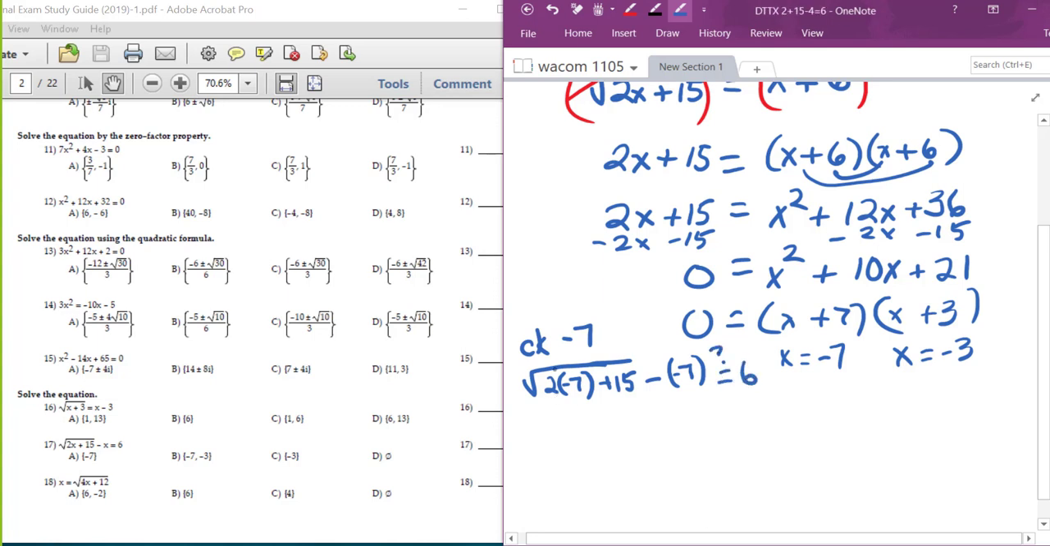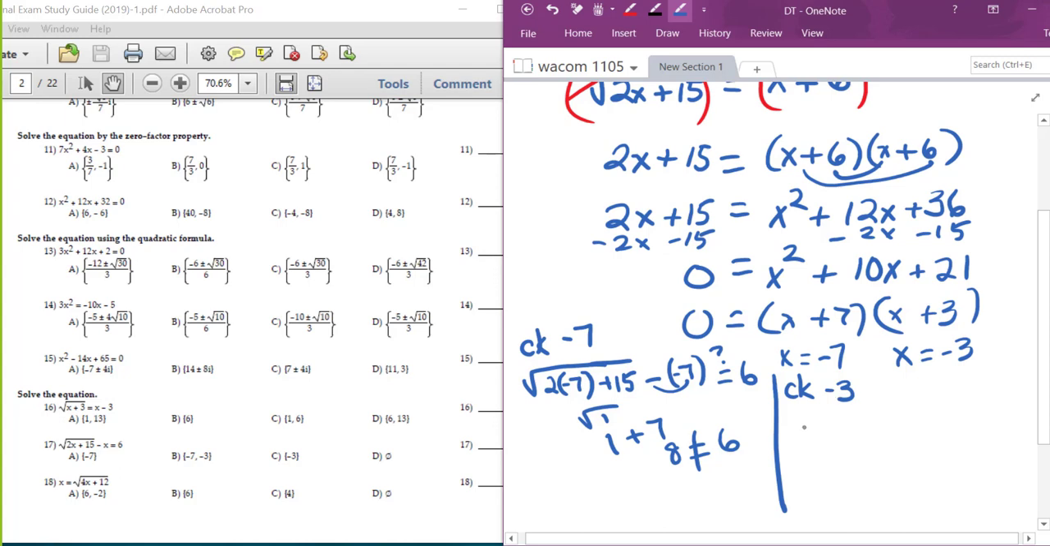All right, so this is -14 plus 15 is a +1. Square root of 1 is 1. And this is a +7. So this side gives us 8. 8 is not equal to 6. So -7 does not check. So then check your -3.